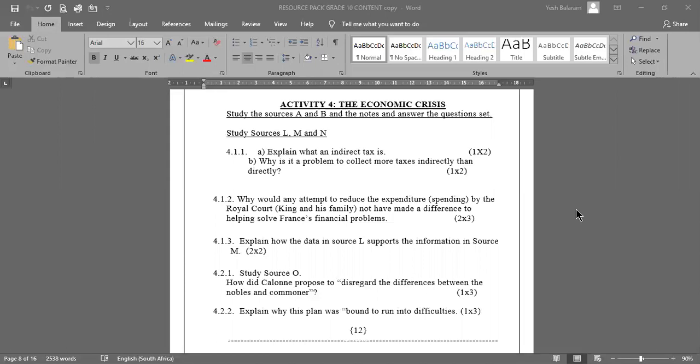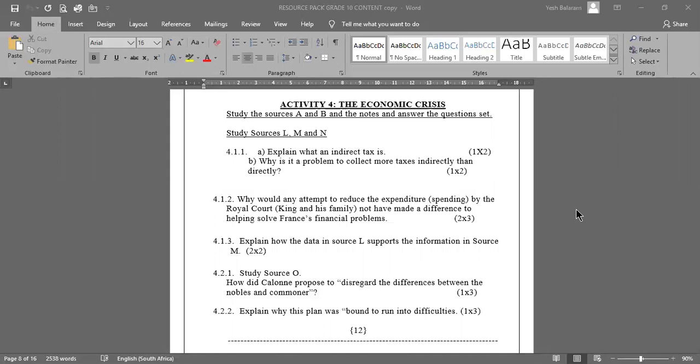4.1.2. Why would any attempt to reduce the expenditure or spending by the royal court, the king and his family, not have made a difference to helping solve France's financial problems? Here you are required to answer by giving 2 responses for 3 marks each. I want you for that in particular to refer to the pie graph under source M and look at the expenditure for the royal court. This will give you a clue.